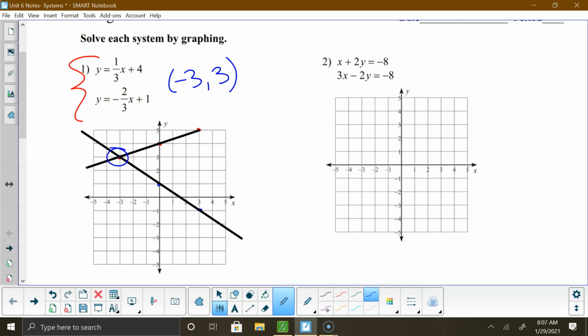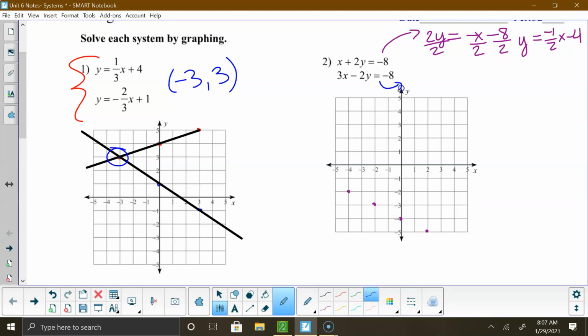Now for number 2, is that in slope-intercept form? No, it's in standard. But you can turn it into slope-intercept. All you got to do is get y by itself. So for this first one, I've got 2y equals -x minus 8. Divide everything, and I mean everything, by 2. So I get y equals -1/2 x minus 2. Start down here at -4, down 1 over 2.